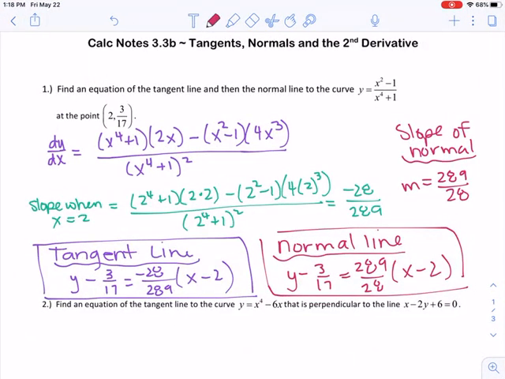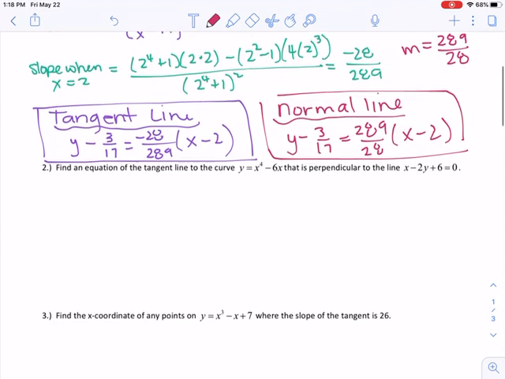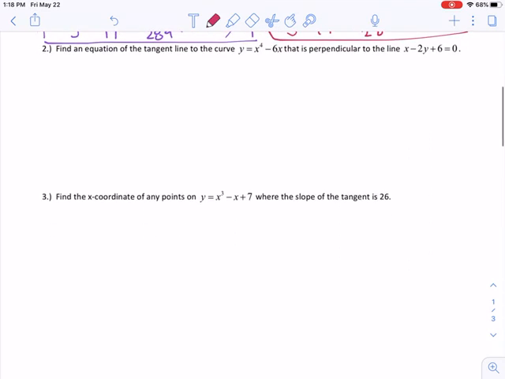Now, let's take a look at question number 2. We want to find the equation of the tangent line to the curve y equals x to the fourth minus 6x that is perpendicular to the line x minus 2y plus 6 is equal to 0. So if my line is perpendicular to this line, then I'm going to take that slope from the line, flip it over, and give it a negative. So let's go ahead and find the slope of this line first.